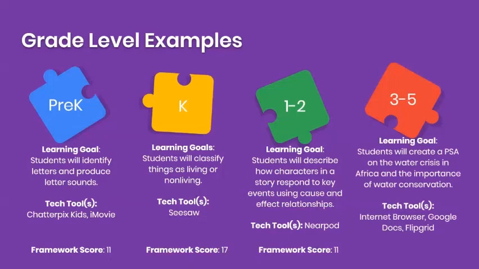And then an example from grades 3 through 5 is students will create a PSA on the water crisis in Africa and the importance of water conservation. So the technology tool we will use for this lesson is the internet browser, Google Docs, and Flipgrid. And this lesson actually scored an 18 on the framework because it met all 3 components of the framework.